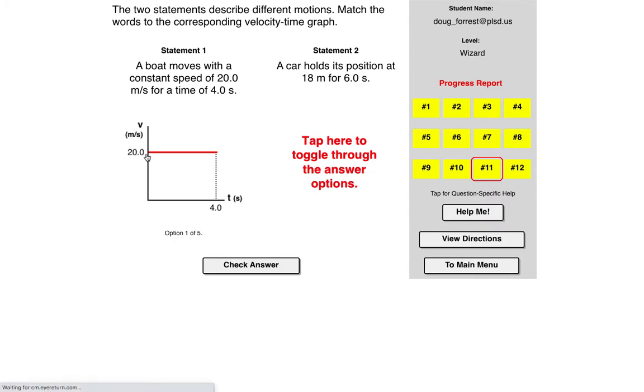That is a velocity graph. It is a constant 20 meters per second for 4 seconds. So I think that's it. I don't need to test all these other ones. Going back to that one.